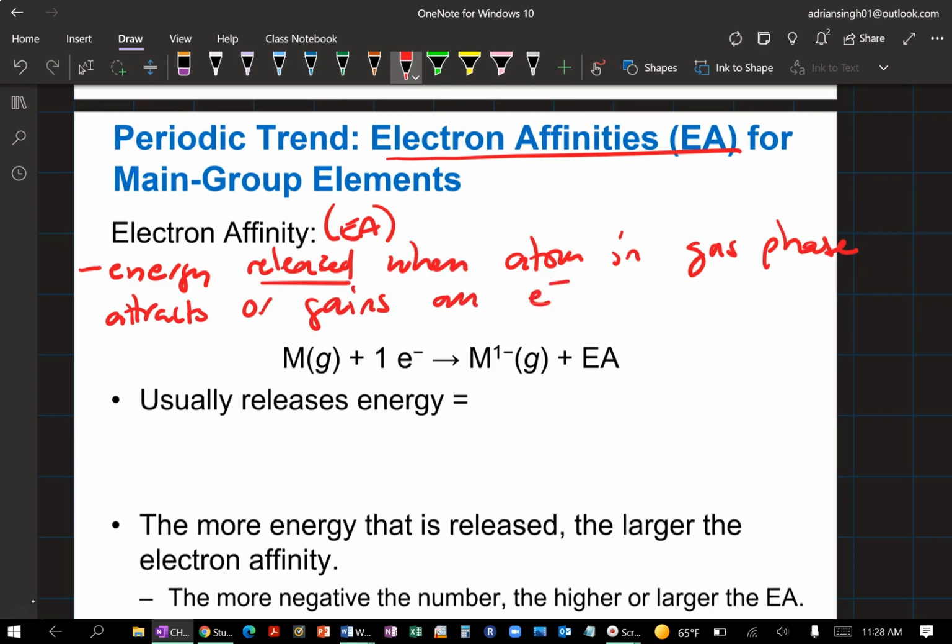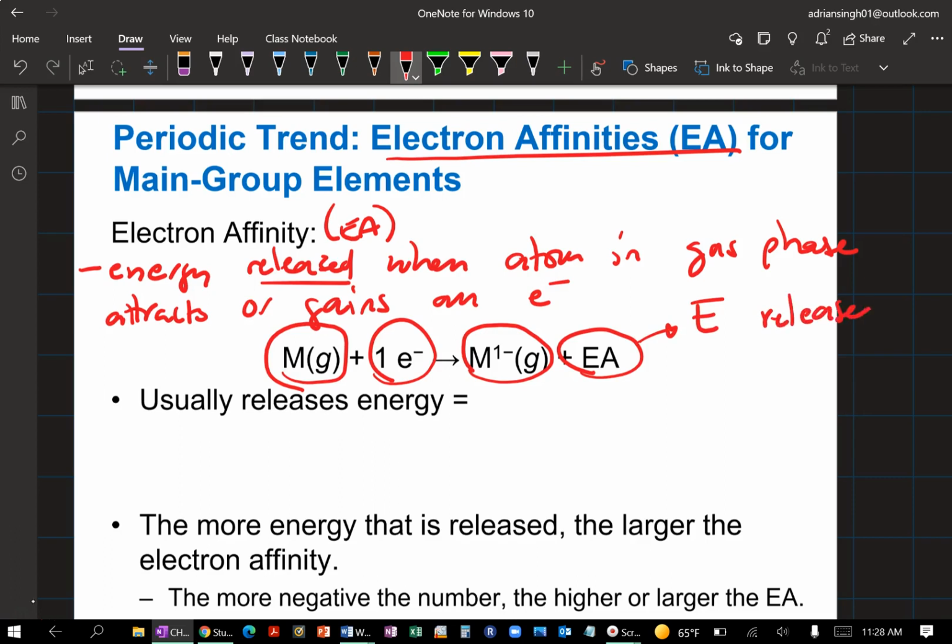So here we have our element M, and whatever M is, it's going to gain an electron. Since we're adding a negative charge, we end up with something with a -1 charge on it. That typically releases energy, which we assign as EA. So energy here is released, which means that would be an exothermic process. So the change in energy there is going to be negative.